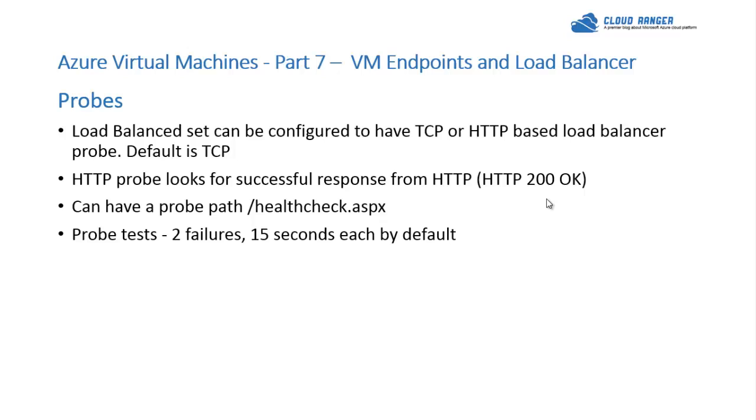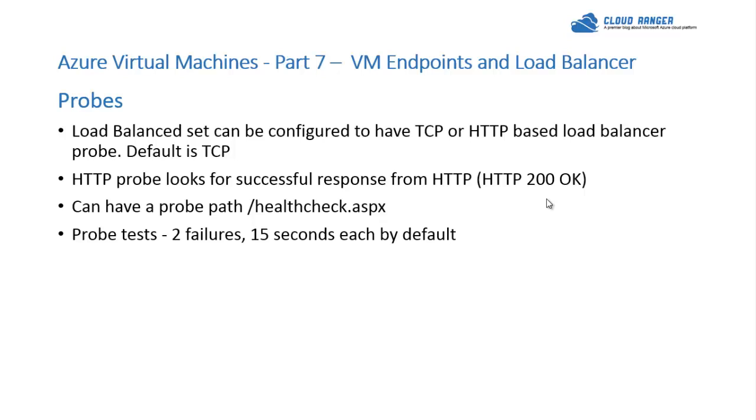Now, the way this probe test works is that by default, at 15 seconds, if there are two failures, the first time it will hit it at 15 seconds and find it's not working. It waits another 15 seconds, sends a probe again, and says not working. So 30 seconds have passed. There are two failures, so it will decide this virtual machine or node should no longer be serving.